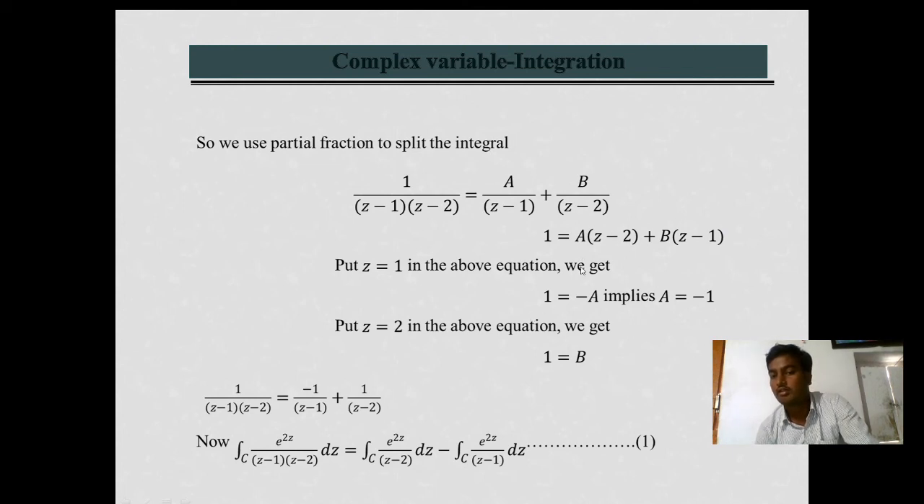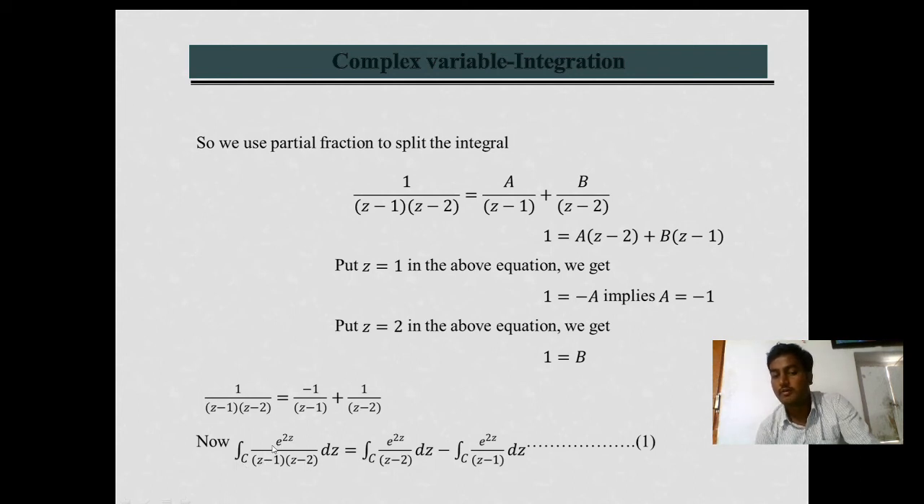Then 1 equals a into (1 minus 2), it is minus a, and the b term is 0, right? So a equals minus 1. Now similarly put z equal to 2, this term is 0. Then 2 minus 1 is 1, so b equals 1, right? Then substitute a and b values. 1 by (z minus 1)(z minus 2) is minus 1 by (z minus 1) plus 1 by (z minus 2). Then your required integration is e power 2z by (z minus 1)(z minus 2).